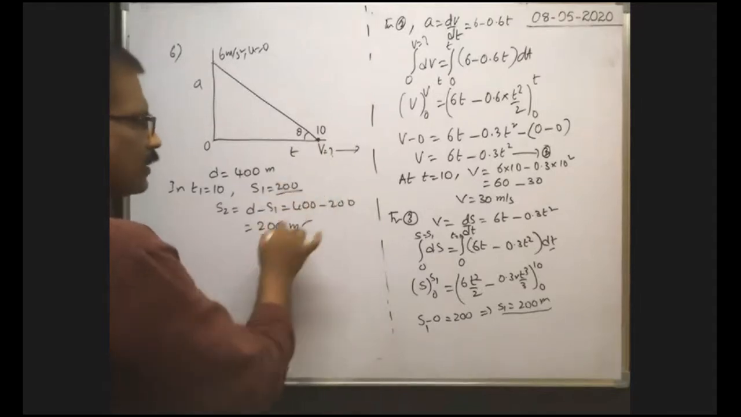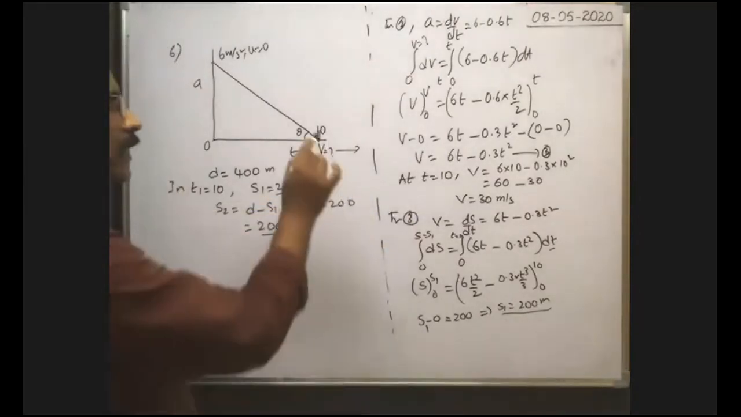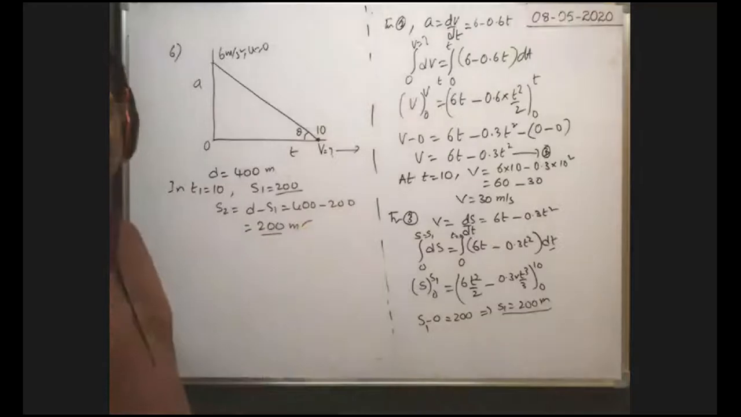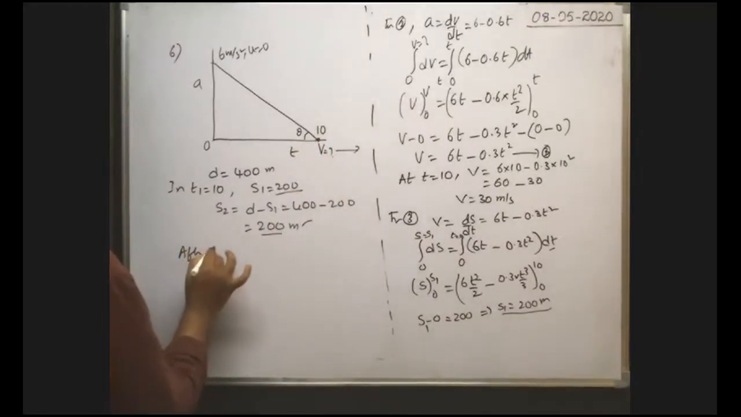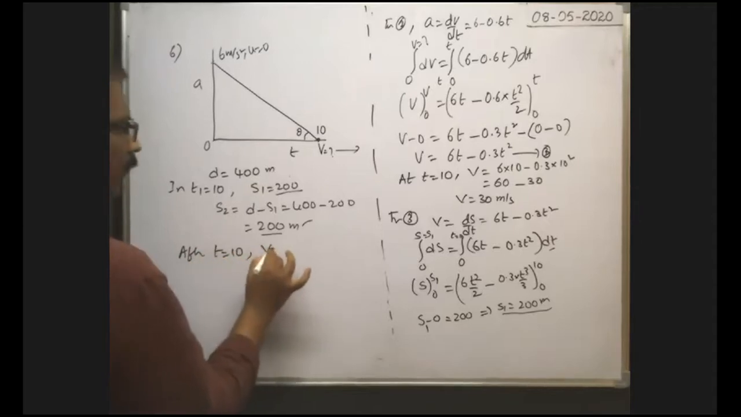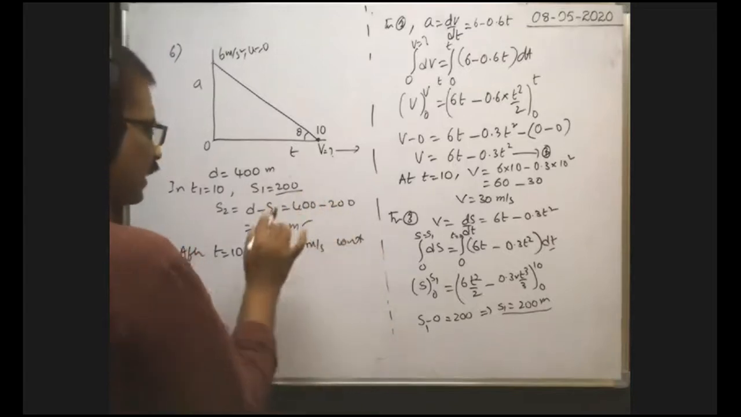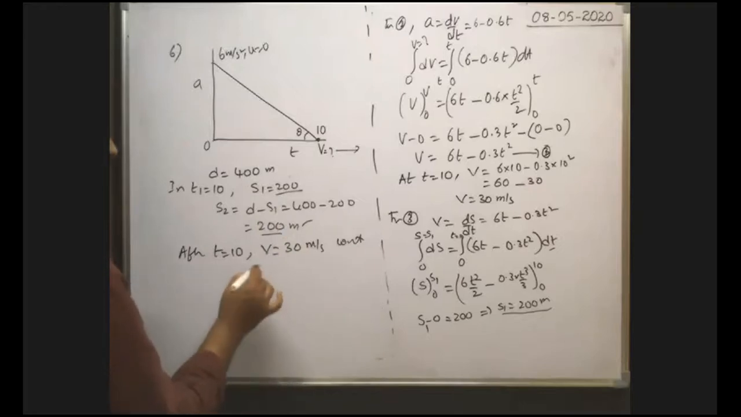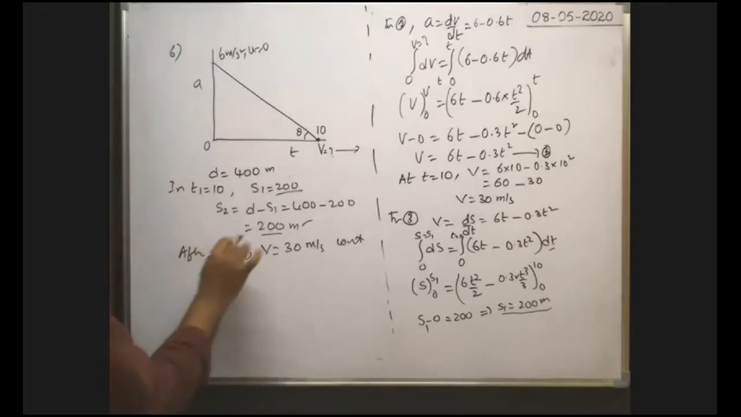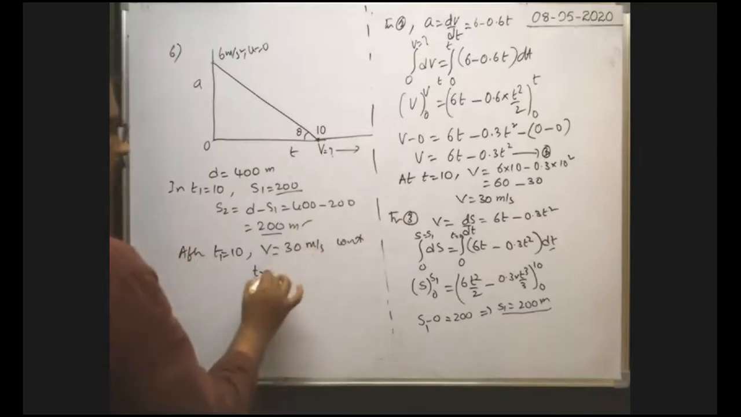So this remaining distance is covered by the body with constant velocity, no? Because in the problem, it is given that after 10 seconds, the body travels with constant speed, constant velocity. That's why after t is equal to 10 seconds, velocity of the body is equal to 30 meter per second, which is constant. So with this velocity, to travel this much distance, what is the time taken? In the first case, to travel this much distance, the time taken is T1. To travel the next 200 meter distance with a constant velocity, what is the time taken?